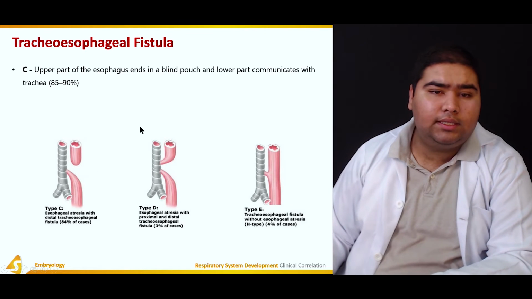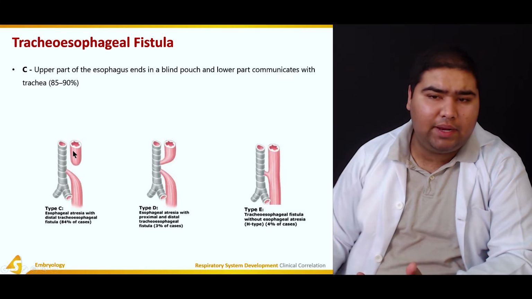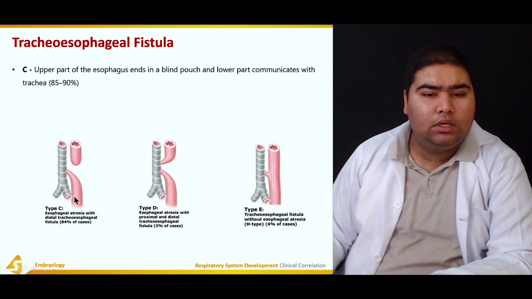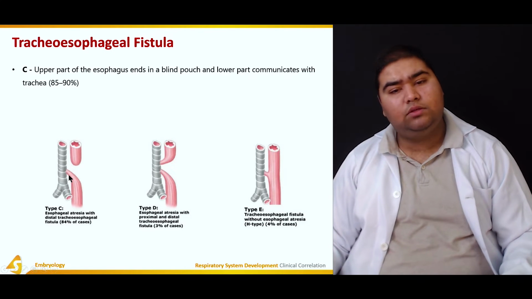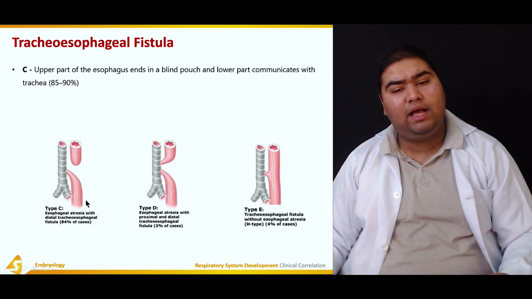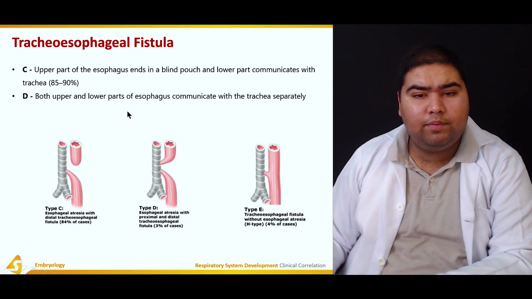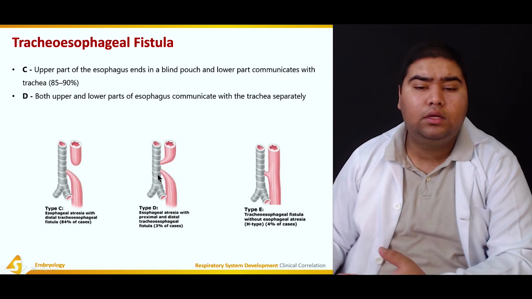In the third subtype, we have the upper part of the esophagus ending as a blind tube, and the lower part is communicating with the trachea. And this is the most common type. 85 to 90% of the cases have this type of tracheoesophageal fistula. In the next type, both the upper part and the lower part of the esophagus communicate freely with the trachea. Here you can see the upper part of the esophagus and the lower part of the esophagus are communicating freely with the trachea.